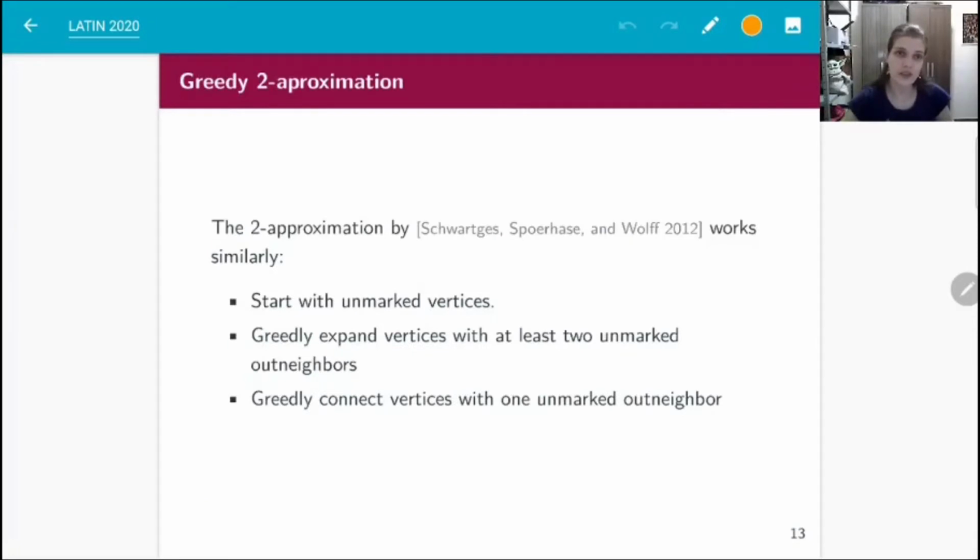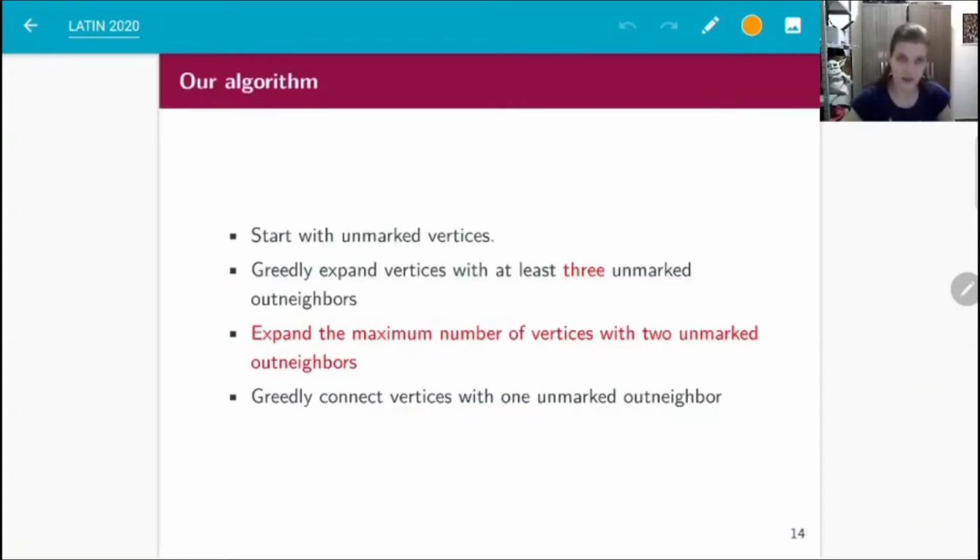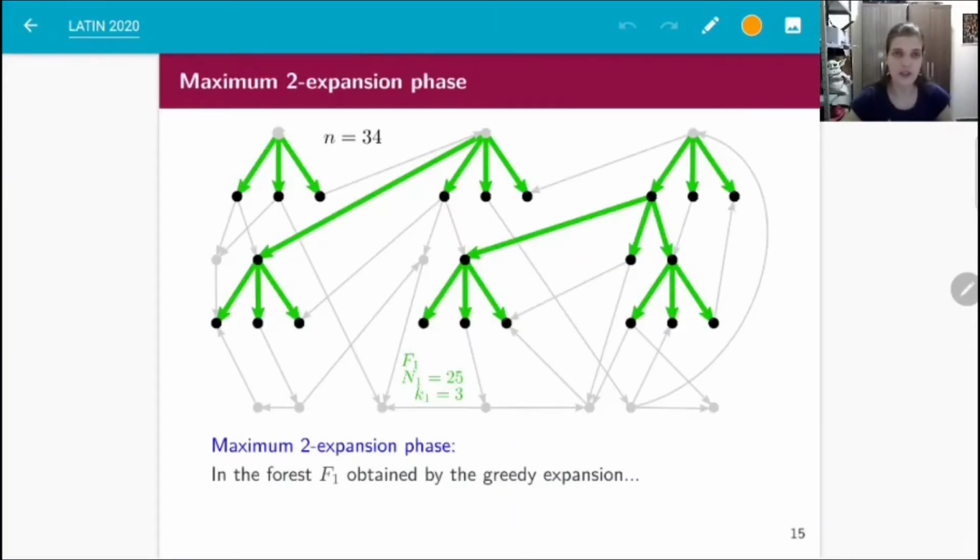So the previous 2 approximations that existed for this problem were quite similar to ours. They started with unmarked vertices, and they greedily expand vertices with at least 2 unmarked out neighbors, and then finally connect them in the last phase. The news here is that we greedily expand vertices with at least 3 unmarked out neighbors, and then we expand the maximum number of vertices with 2 unmarked out neighbors. So let me explain how this phase works.